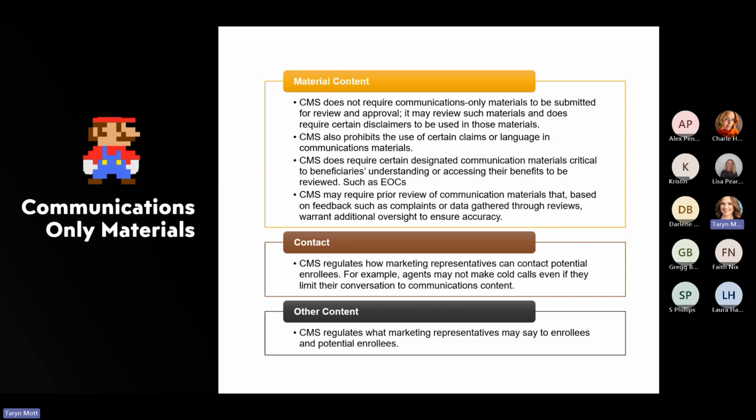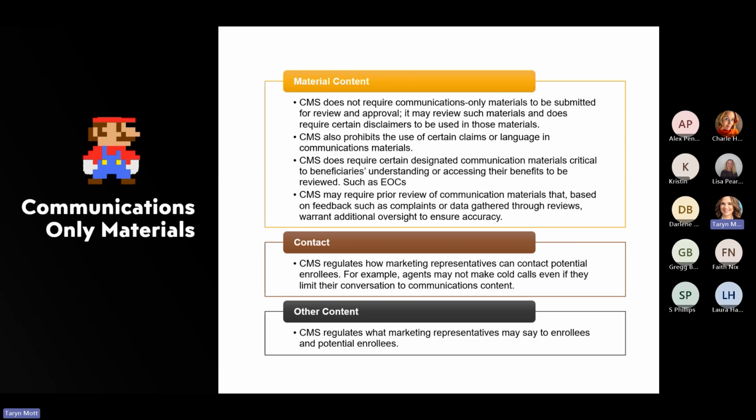CMS may require prior review of communication materials that, based on feedback such as complaints or data gathered through reviews, warrant additional oversight to ensure accuracy. That will be on the test. The bottom one, CMS may require to review the communications.